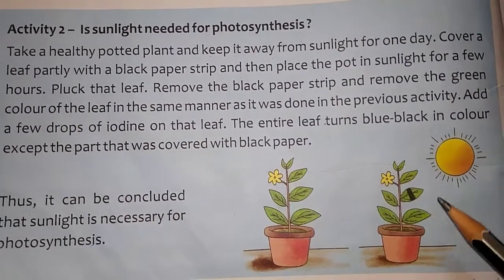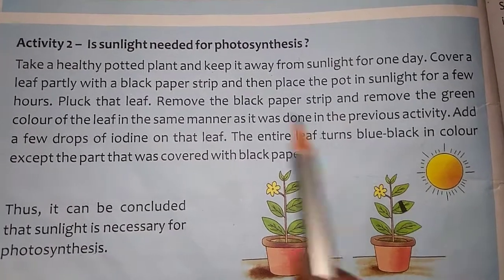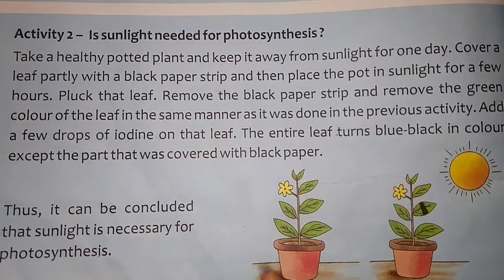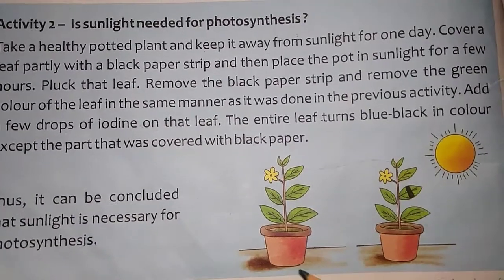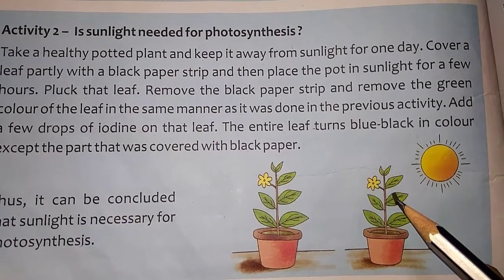What you have to do? One part of the leaf you have to cover with the strip, and then you have to keep it in the sunlight.